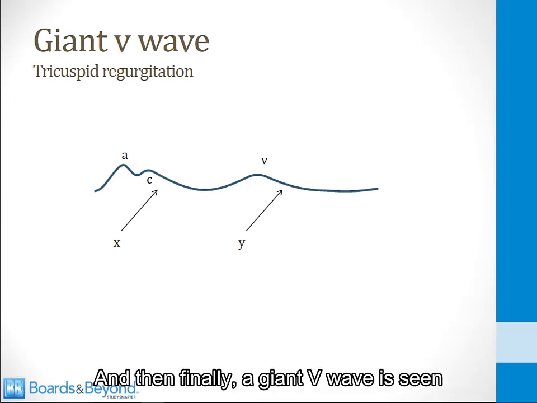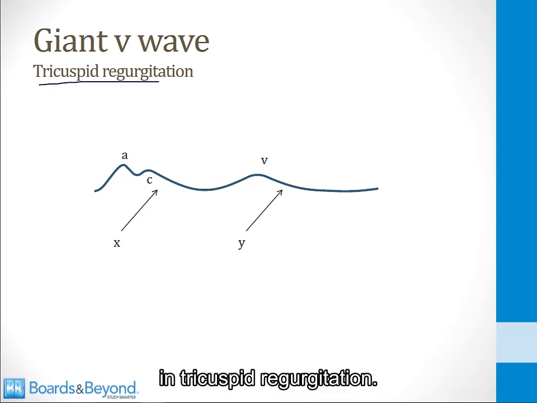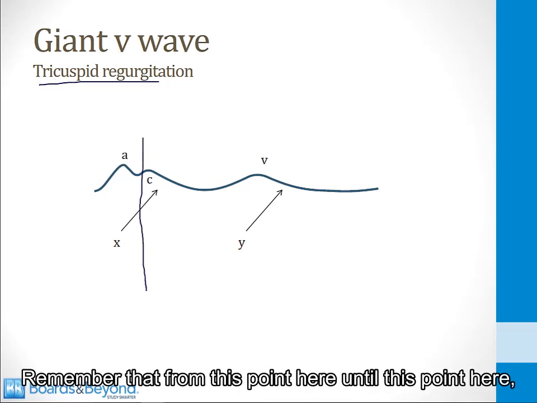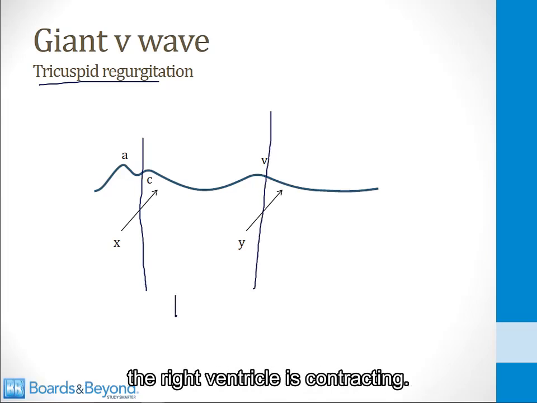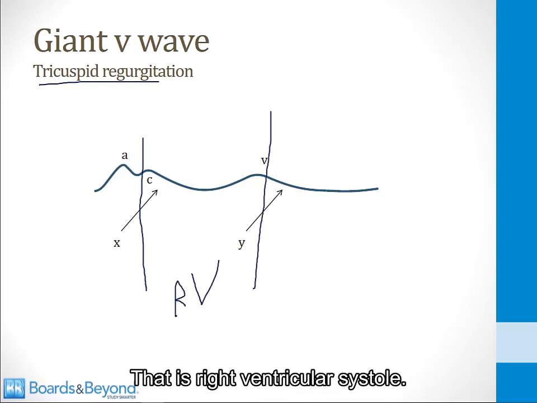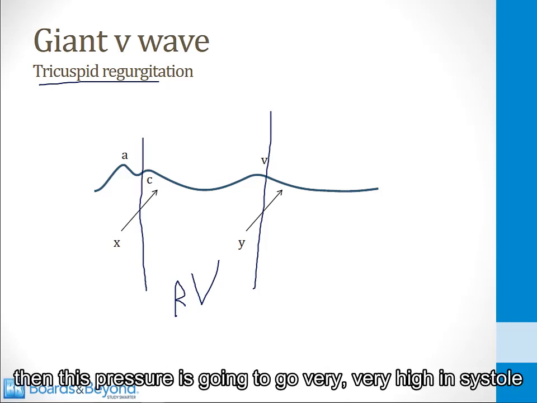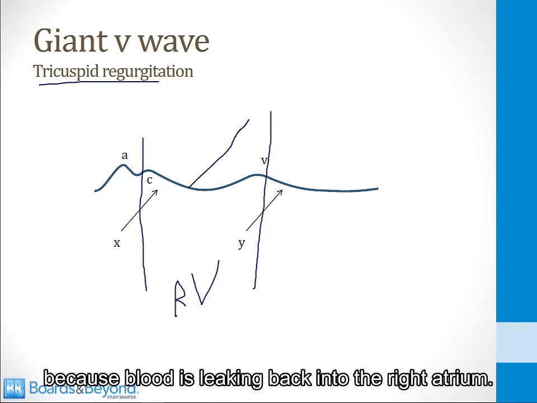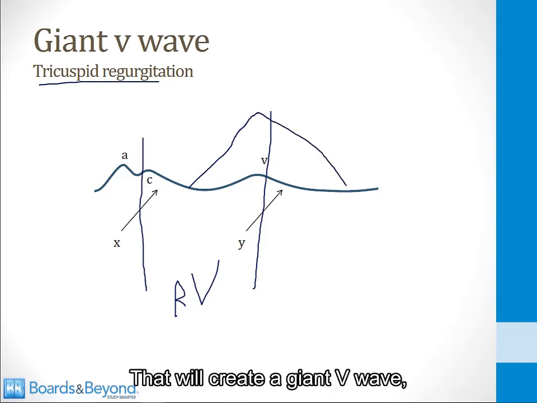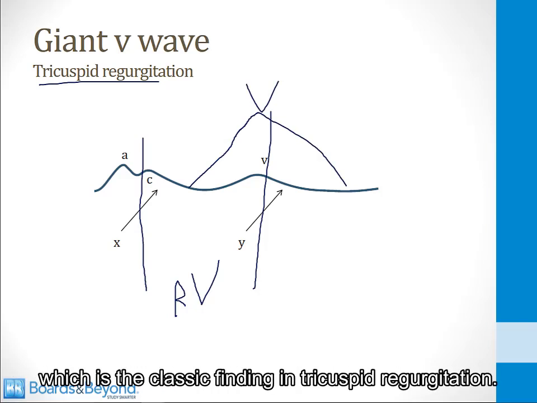And then finally, a giant V wave is seen in tricuspid regurgitation. Remember that from this point here until this point here, the right ventricle is contracting. That is right ventricular systole. If the tricuspid valve is leaky, then this pressure is going to go very, very high in systole because blood is leaking back into the right atrium. That will create a giant V wave, which is the classic finding in tricuspid regurgitation.